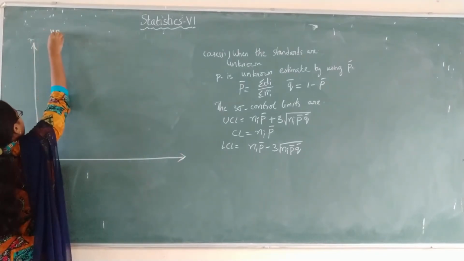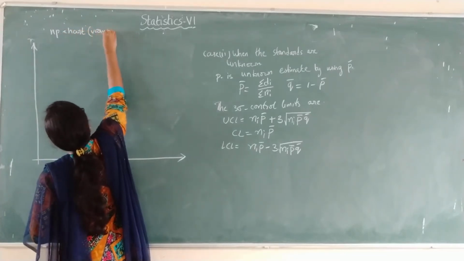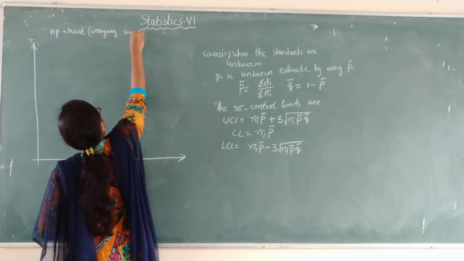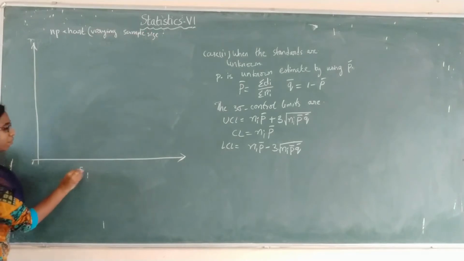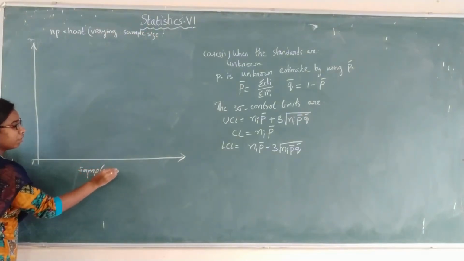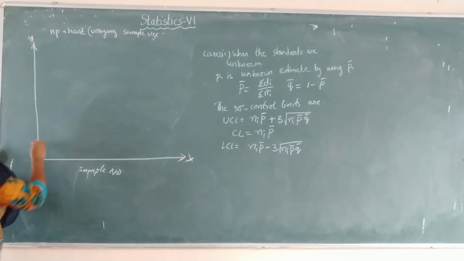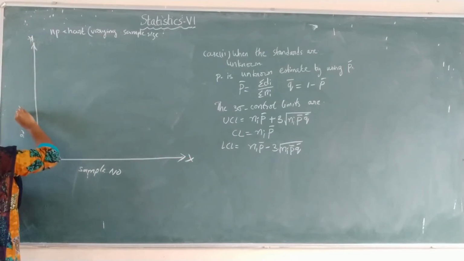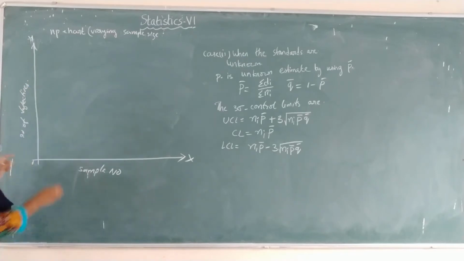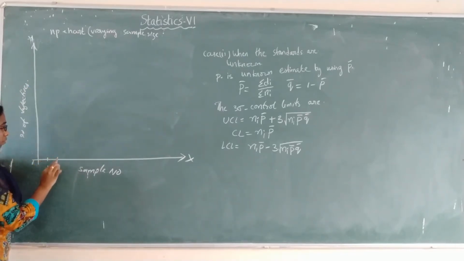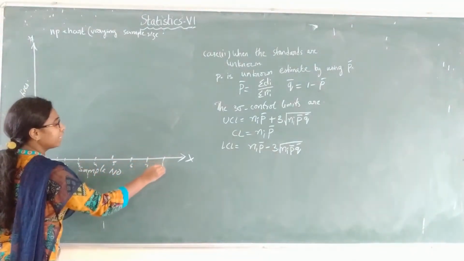So coming to NP chart for varying sample size. On the x-axis you will be taking the sample number and on the y-axis you will be taking the NP chart, that is D chart. So number of defectives will be taken. For every sample you will get different UCLs, different CLs and different LCLs also.